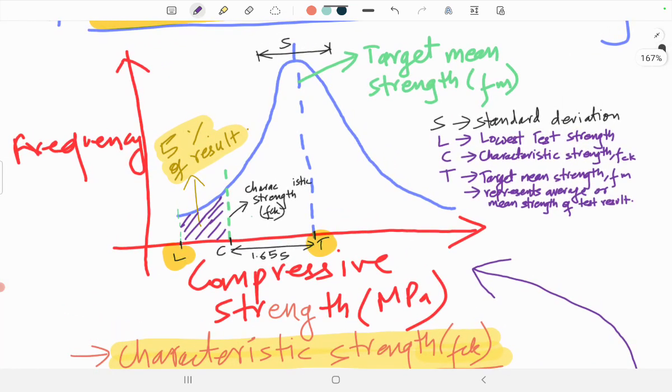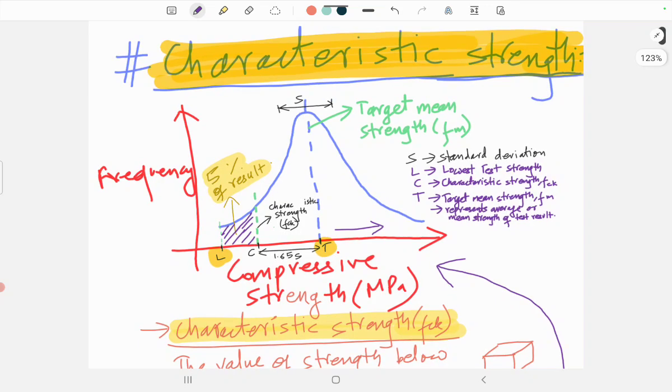For each compressive strength value you plot this way, and the frequency means how many of the cubes failed at that particular compressive strength. The curve is formed, and the graph formed is a normal distribution curve. This whole thing is carried out to create the graph.